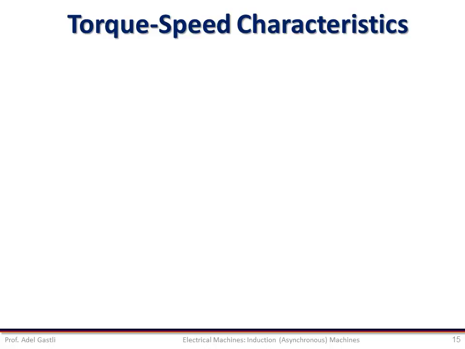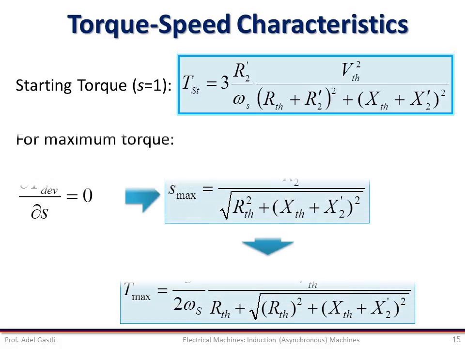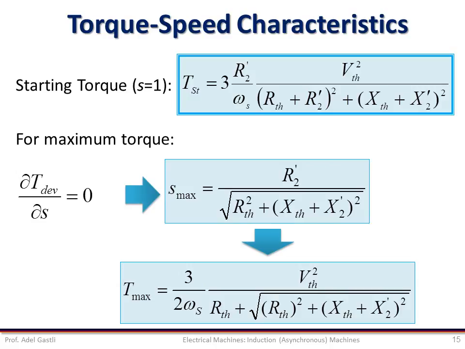We can proceed similarly to what we have done for the IEEE equivalent circuit and find the starting and maximum torques of the torque speed characteristic. So the starting torque expression can be determined from the previous expression after setting the slip to unity, as given by this equation. And similarly to the previous analysis, we can find the expressions of the slip at maximum torque, Smax, and the maximum torque by setting to 0 the partial derivative of the torque equation with regard to the slip.